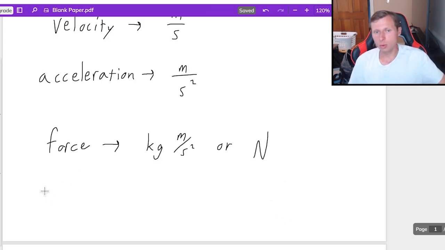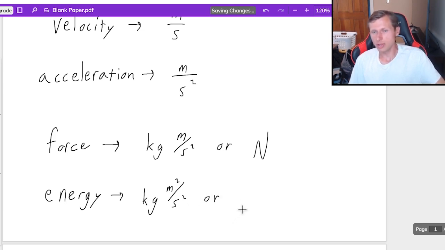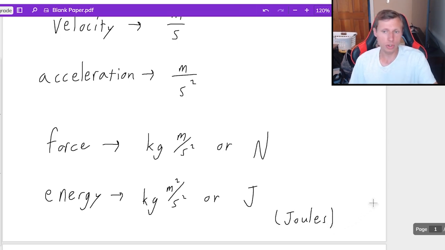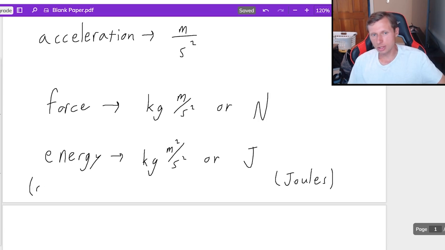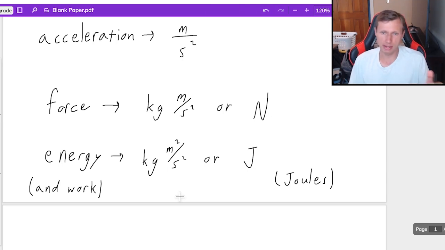Then we have another quantity, energy. Energy will have the units kilogram meter squared per second squared, which of course that's really long. So it's for that reason that we call the kilogram meter squared per second squared, we just call that J, which stands for joules. By the way, the units for energy are the same units for work, and that's because work and energy often go hand in hand with each other all the time in physics.